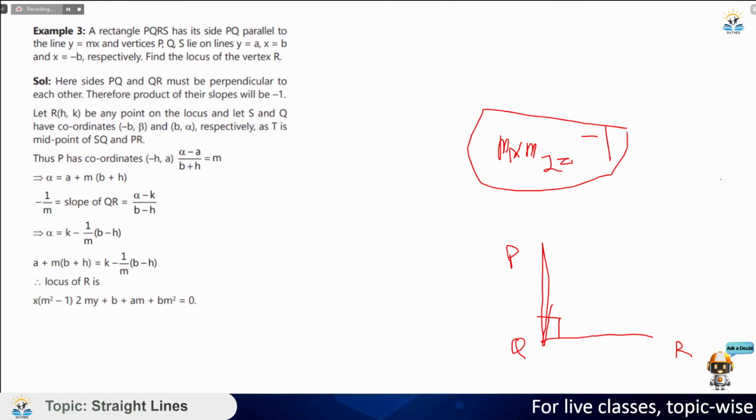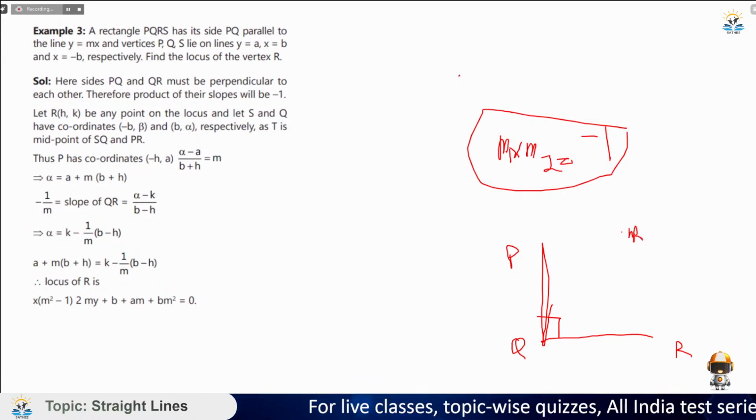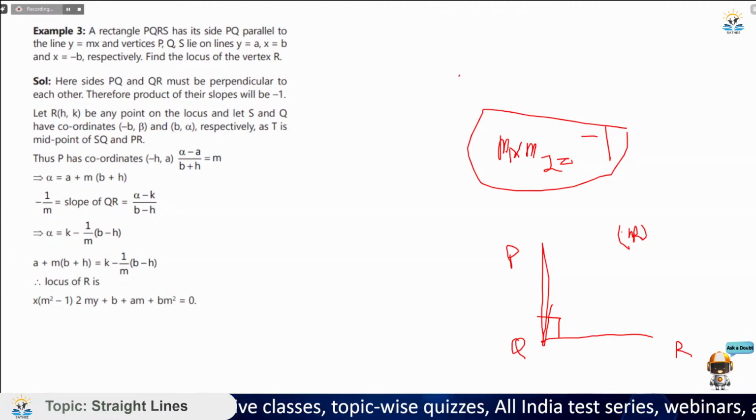Let us put an arbitrary point with coordinates h comma k. This is an arbitrary point on the locus. S and Q have coordinates minus b comma beta and b comma alpha respectively, as T is the midpoint of SQ and PR. Put a point named R. This is R. So the locus of point R is this.